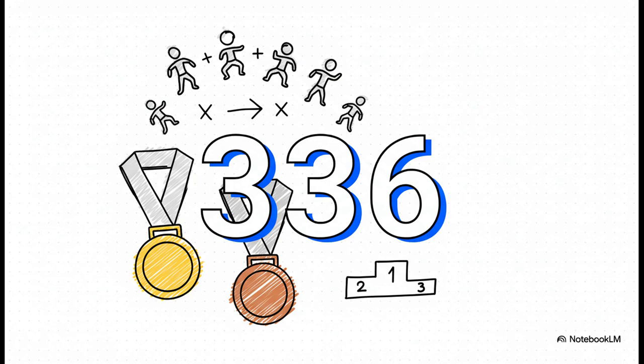So, how do we find out all the possible ways the medals could be handed out? Well, you just multiply those choices together. 8 times 7 times 6. That gives us 336 unique ways for those athletes to end up on the podium. That's a lot of different outcomes.